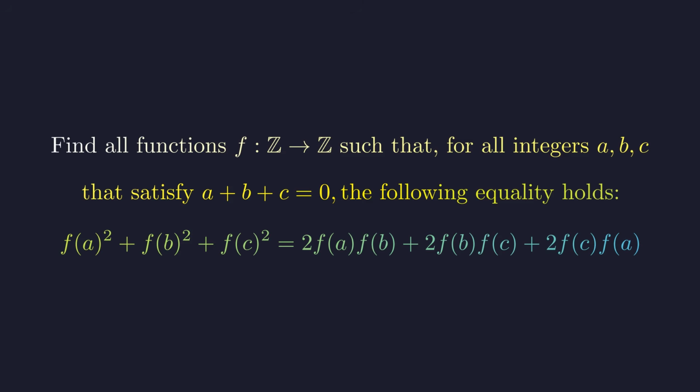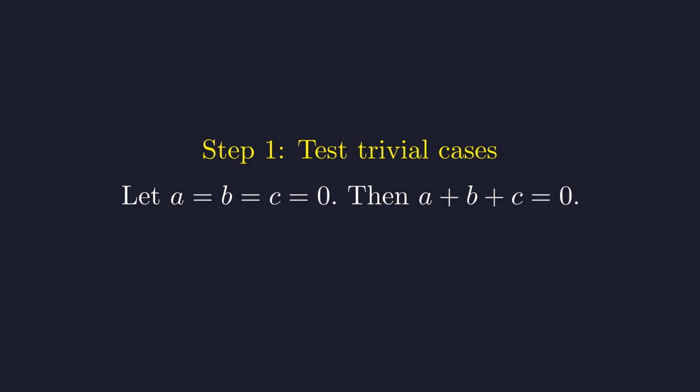Our goal is to find all functions from the integers to the integers that satisfy this rather symmetric equation, given that the inputs a, b, and c sum to 0. With functional equations, a common starting point is to test simple values for the variables. Let's begin with the most trivial case where a, b, and c are all 0. Their sum is 0, so the condition holds.